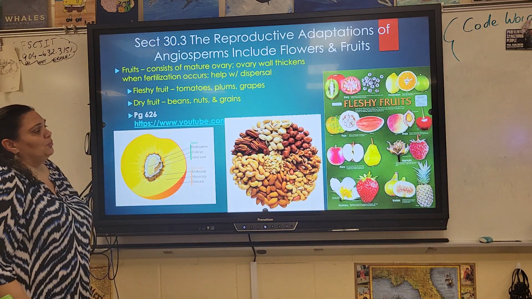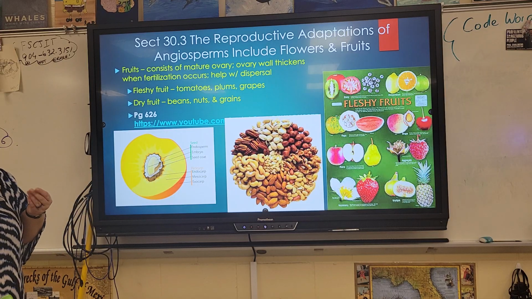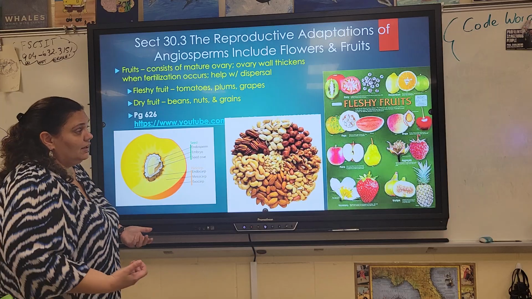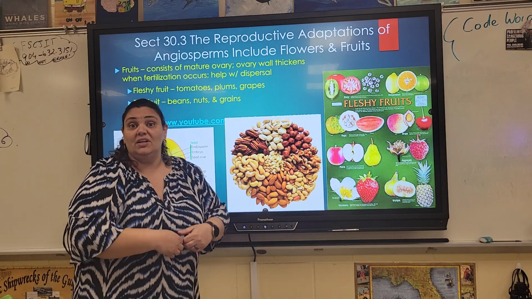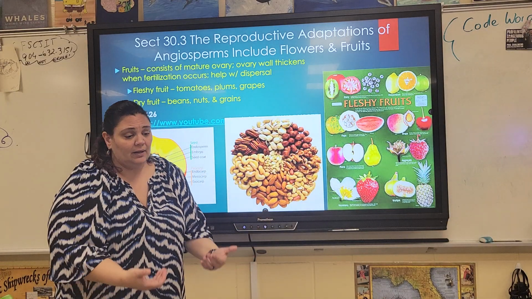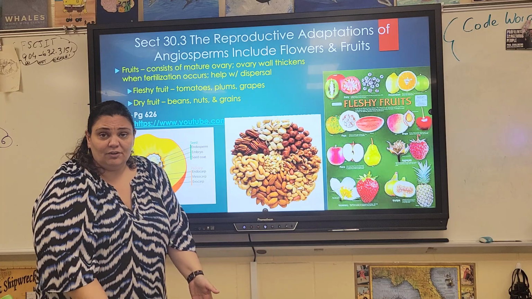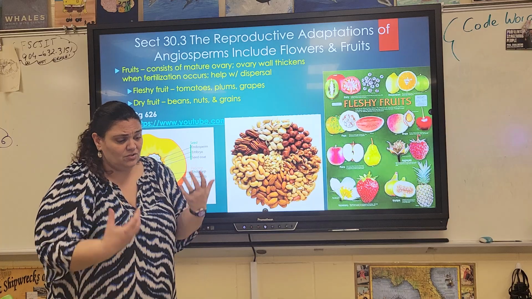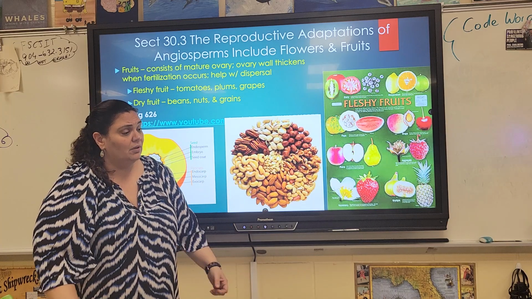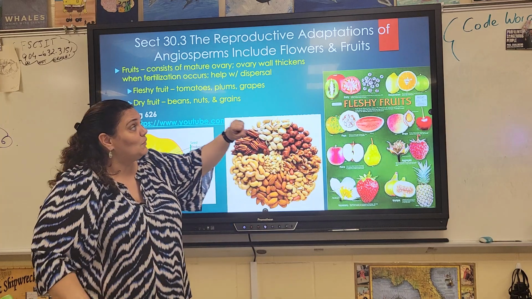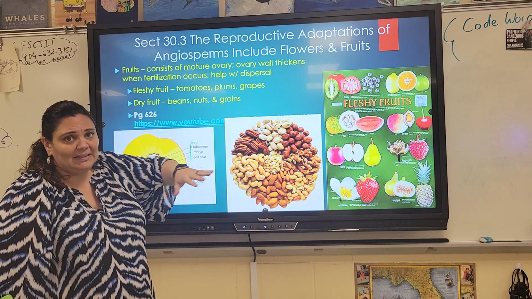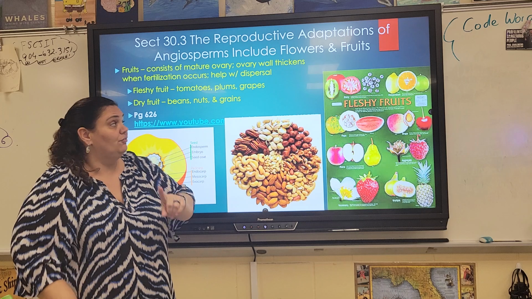The fruits consist of your mature ovary. The ovary wall will actually thicken when fertilization occurs, and it actually helps with dispersal, because if anything comes and eats it, it's gonna poop the seeds further away from the mama plant. Mama plant does not want her babies at her feet because they're not gonna get any sunlight, any water, any nutrients because she's already got an awesome root system. So we need that dispersal. That's why so many plant species are actually angiosperms, because it is an amazing way to reproduce and survive.